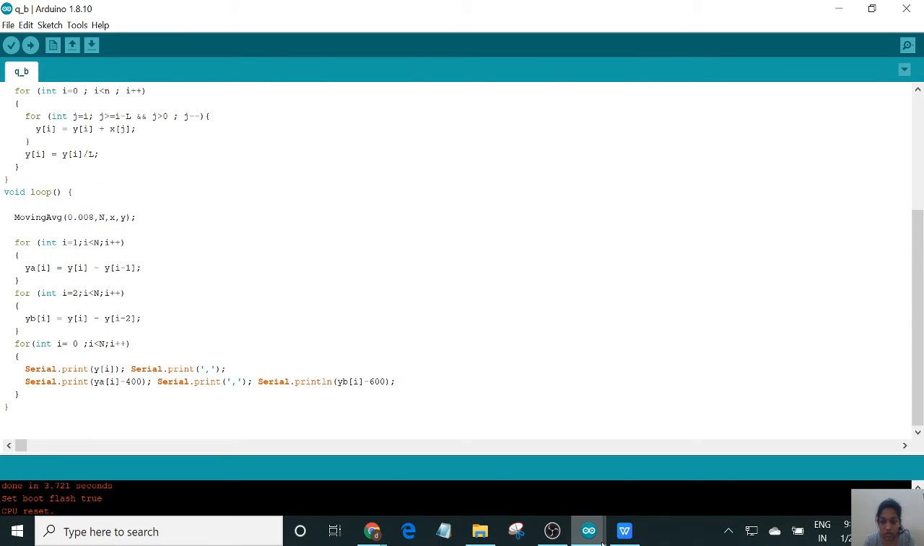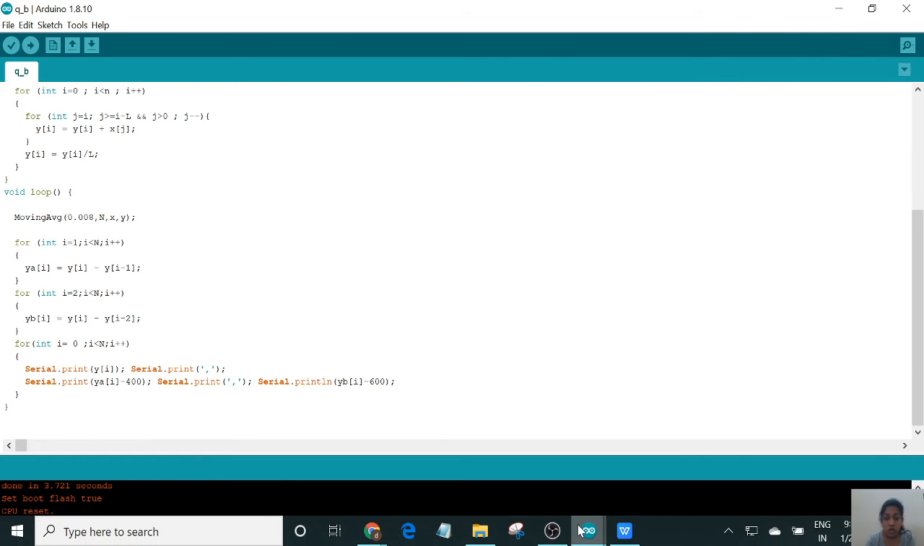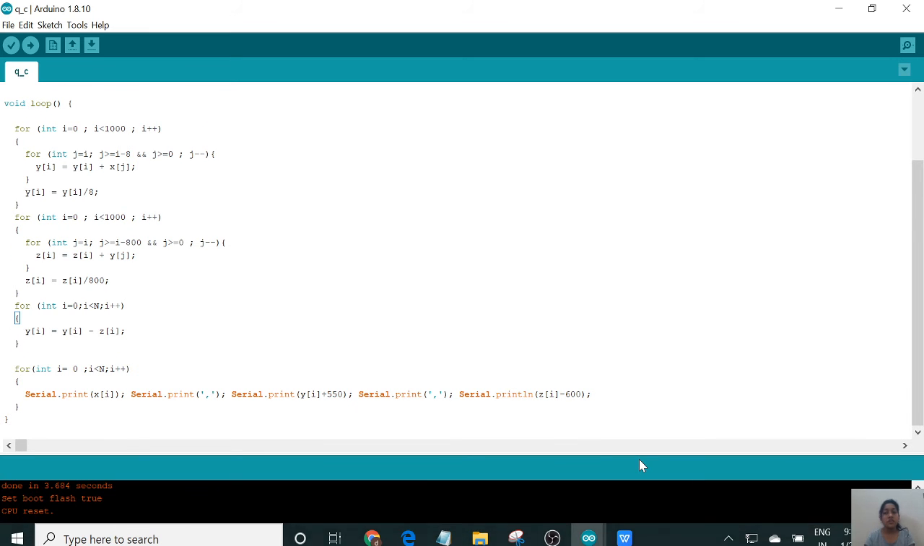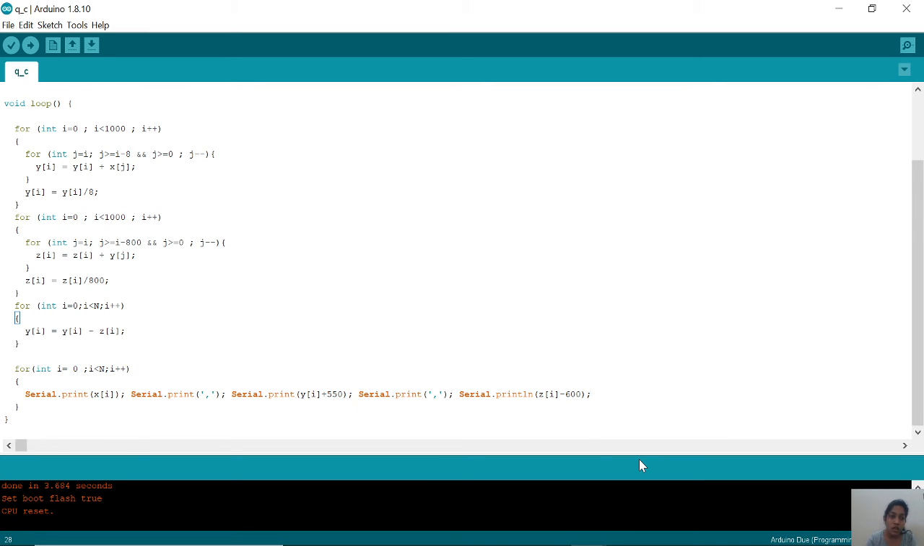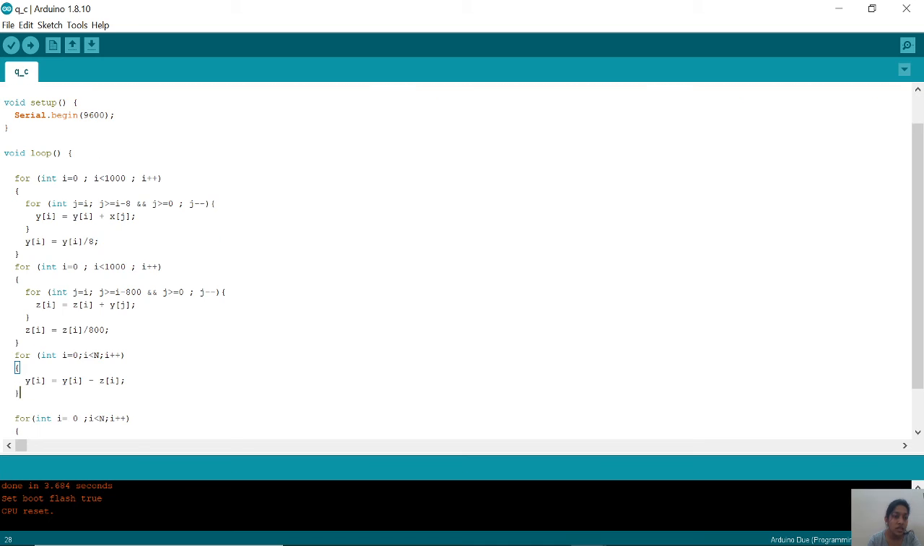So moving on, the third question is we have to design a moving average filter with a value of L equal to 0.8 times n to extract the baseline drift component of the signal. To extract the baseline drift, we have to remove all the high frequency components. First we'll be taking 1000 samples of input, and y and z we are initializing to 0, and then we'll be taking the baud rate 96000.